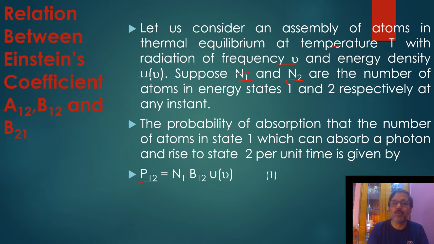So this is the probability of absorption, P12. It is directly proportional to the number of atoms in the ground energy state, and also directly proportional to the energy density that we are giving. Therefore this is your proportionality constant, B12, and this is your first case, absorption, also called stimulated absorption. So P12 is equal to N1 B12 U nu, and we call this equation number 1.